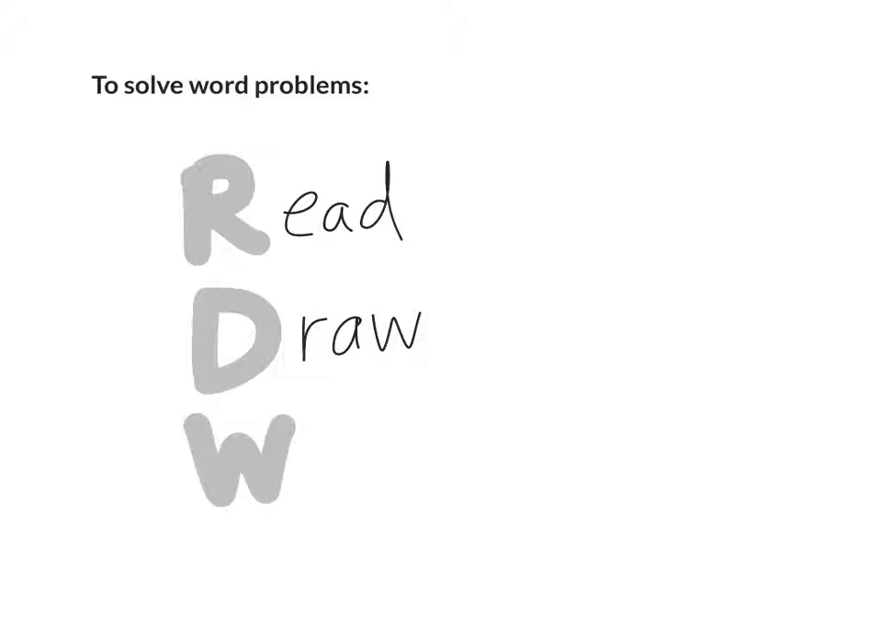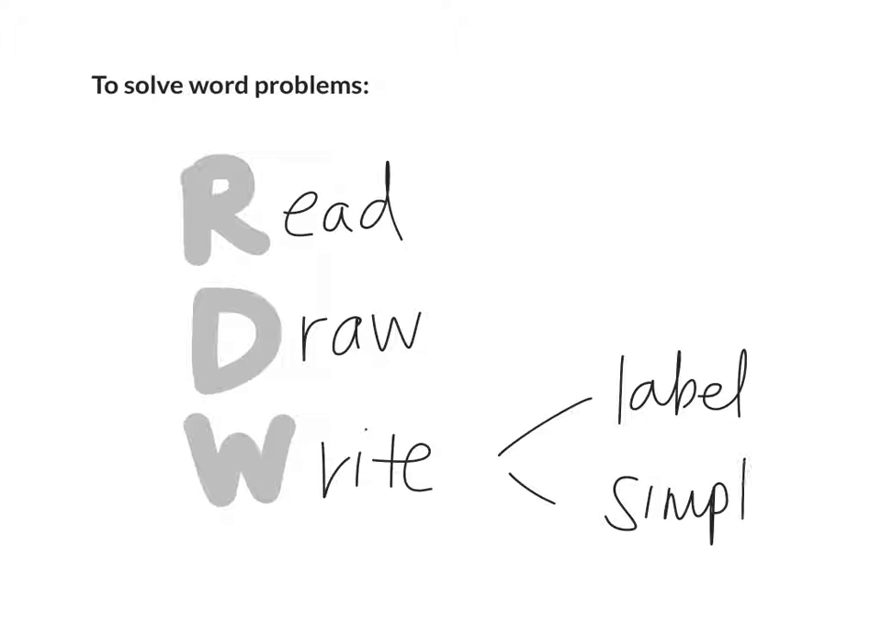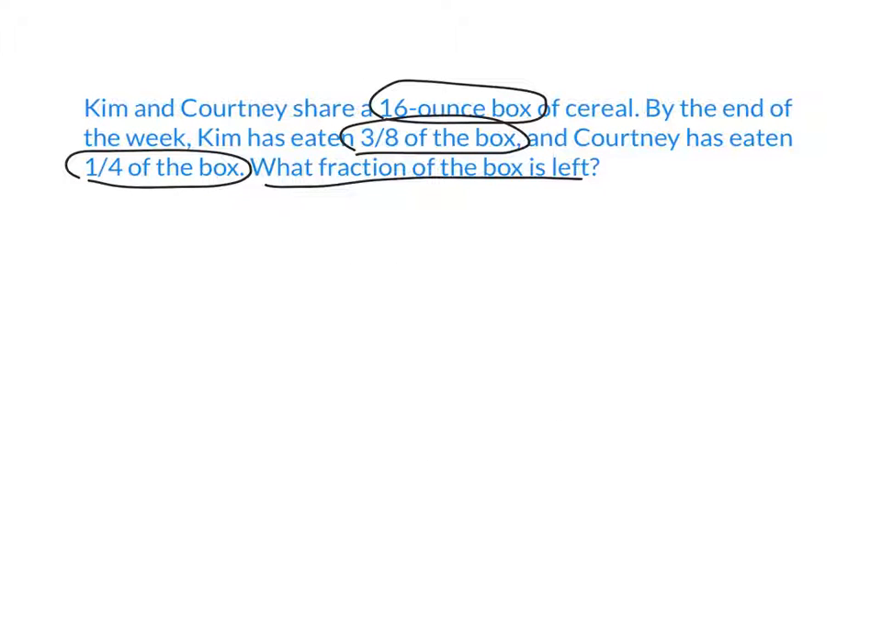What does W stand for? Write. That means you write out your thinking, you show your thinking, and you write your answer, making sure that you've labeled your answer and you've checked to see if it is simplest form. Many times we're forgetting that last part of the W. So in this question, we're trying to figure out what fraction of the box is left after we know that one person ate 3/8 of it and another person ate 1/4 of it, and altogether there was 16 ounces.